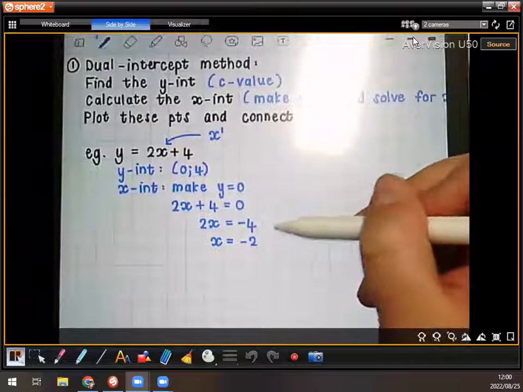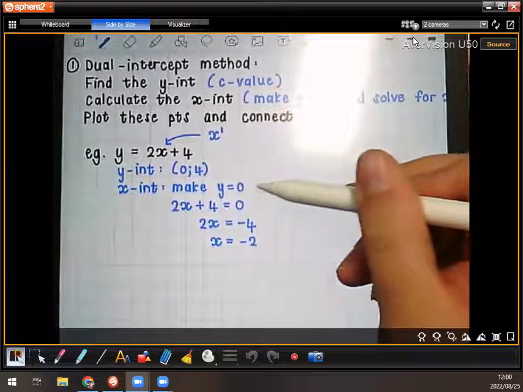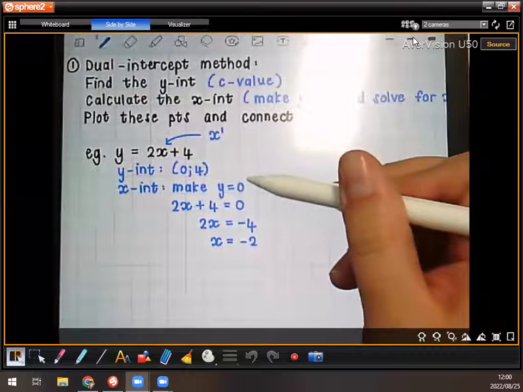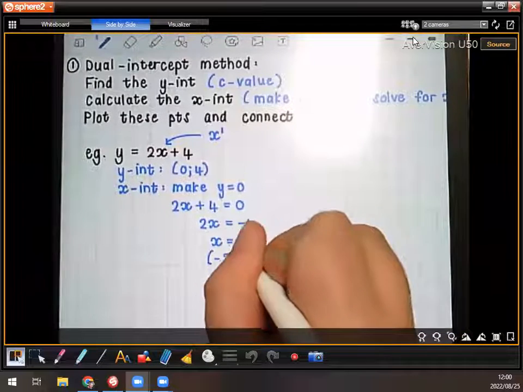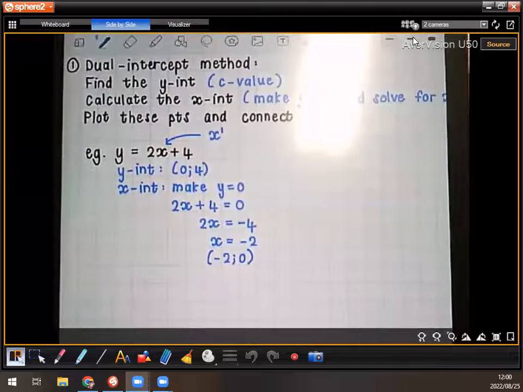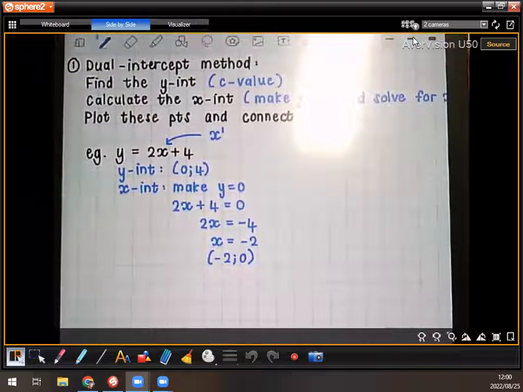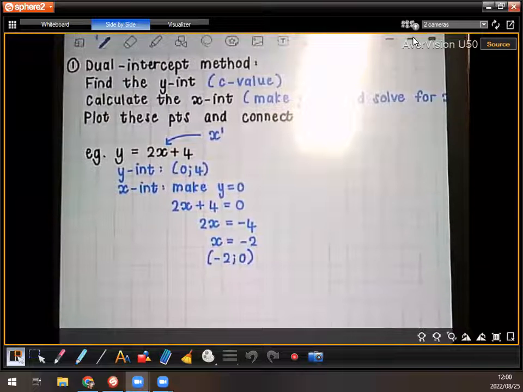What is the y value of this point? 0. We even said y is equal to 0. So for an x-intercept, the y value will always be 0. It's on that x-axis, and any y value on that axis is 0. All that's left now, guys, is to draw a continuous plane, y-axis, x-axis, plot those 2 points and connect them. Do that on your own, please.